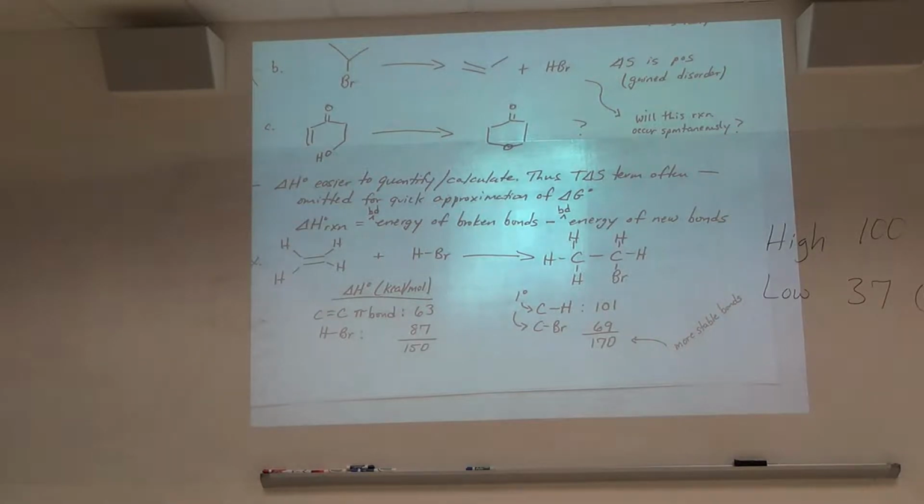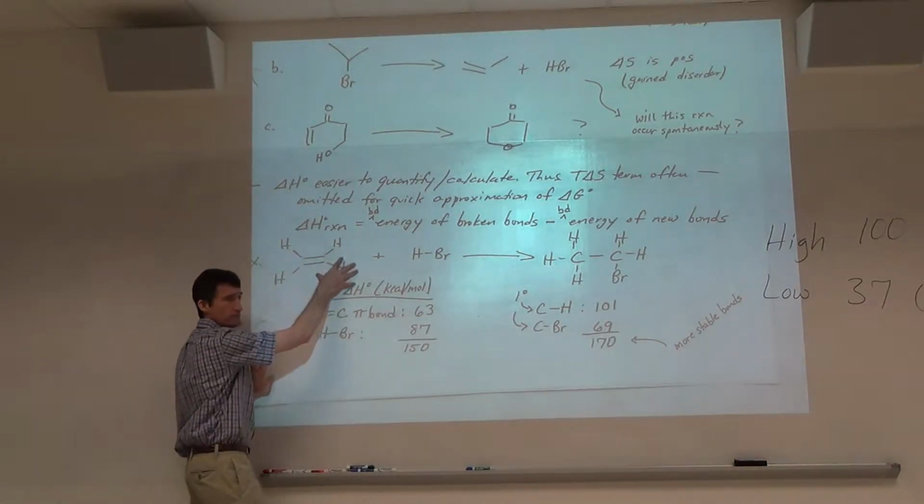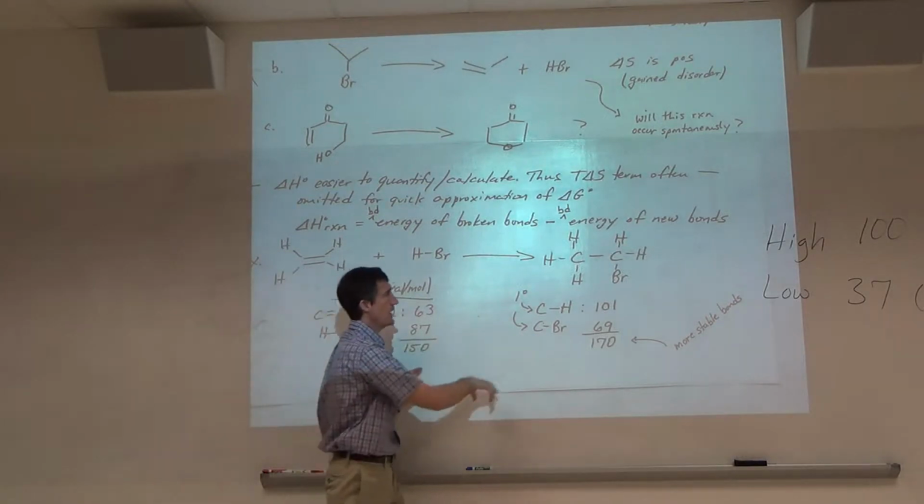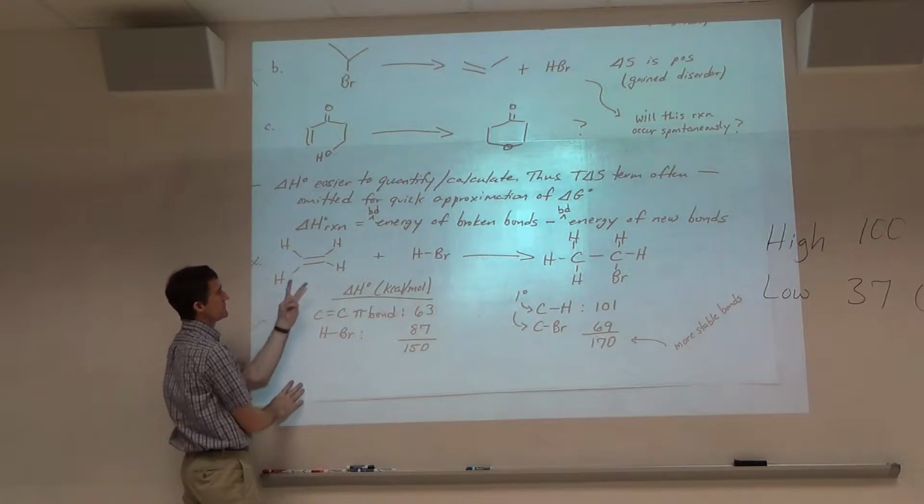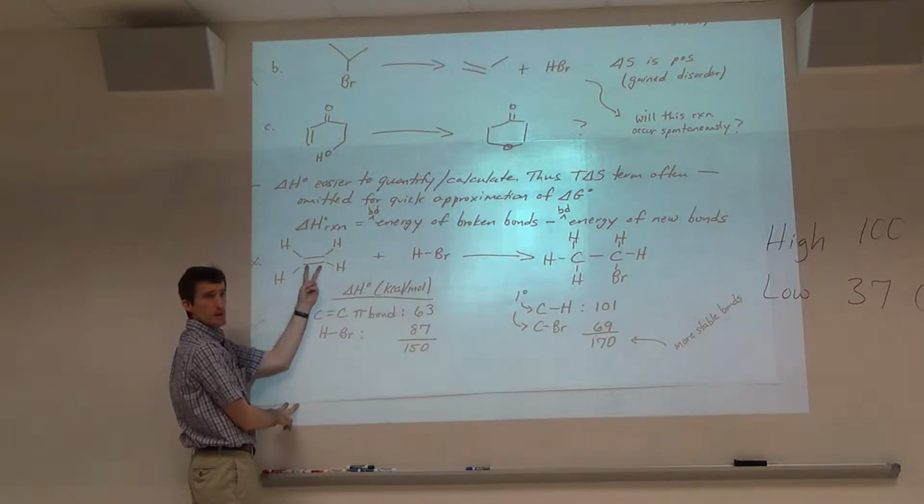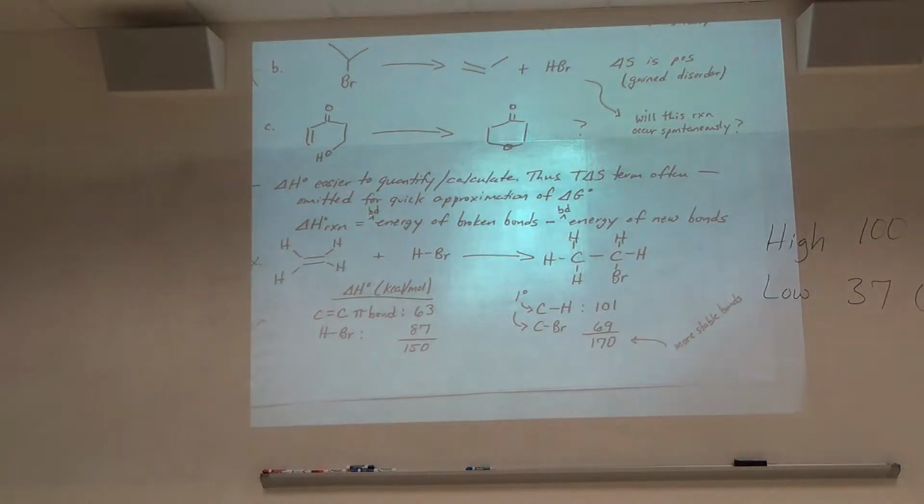Okay, what's the delta H of this reaction? Well, we can actually calculate that from bond strengths. What we're going to look at is what bonds are broken, and let's add up the values. What bonds are formed, add up the values. What's broken when we do this reaction? It's a pi bond. How much is a pi bond worth? Well, this is where we look at the table on the front page.